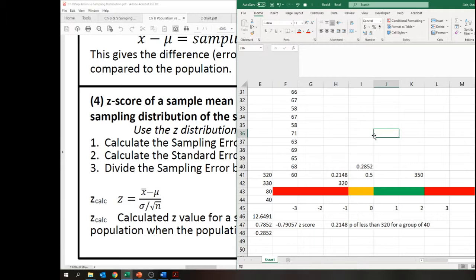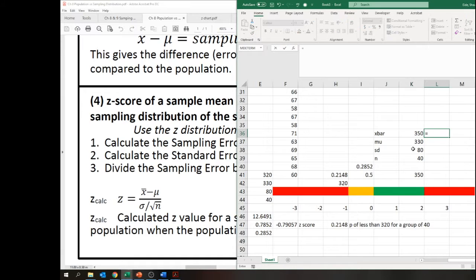We are going to do x bar. So x bar, mu, standard deviation, and okay, so n is still 40. Standard deviation is still going to be 80. Mu is still going to be 330. And then x bar is going to be 350.